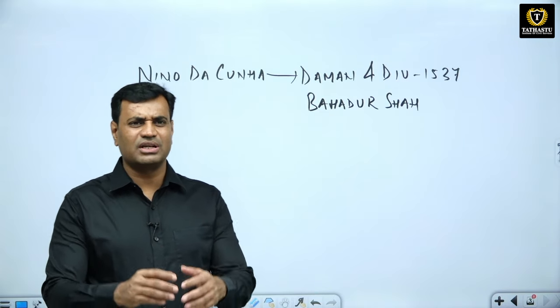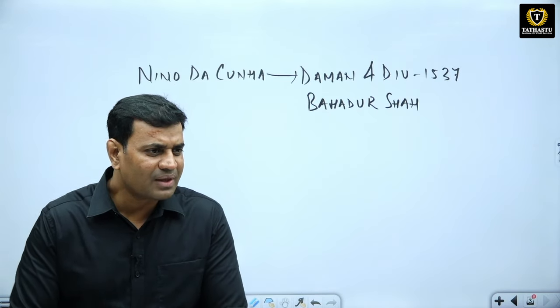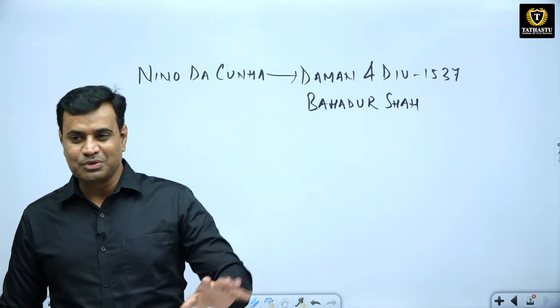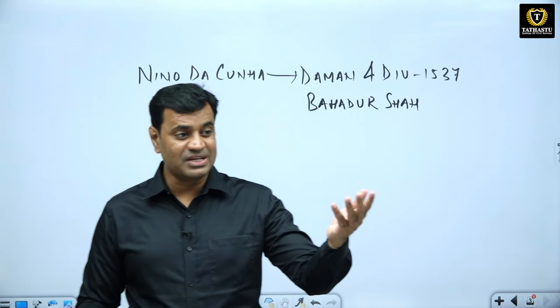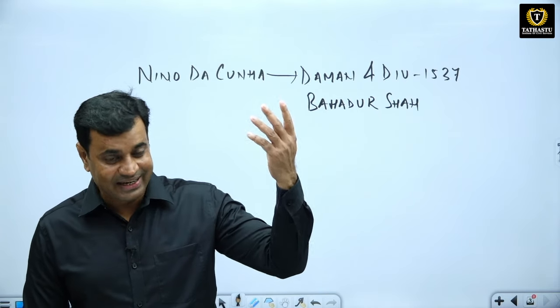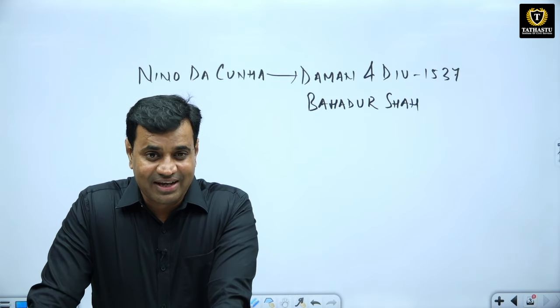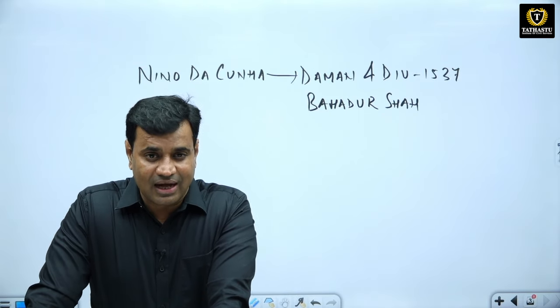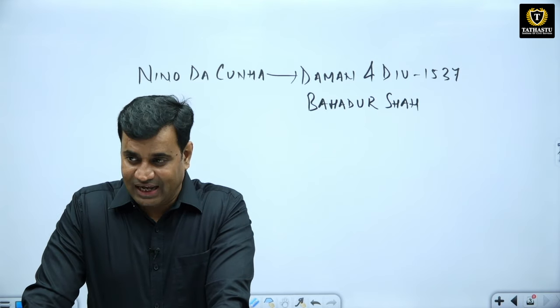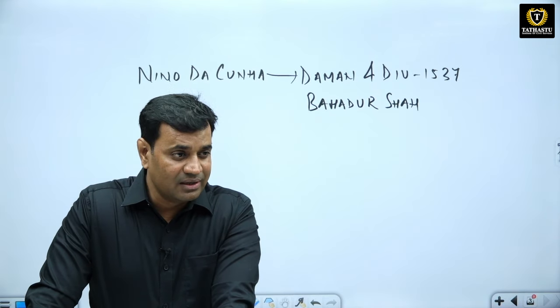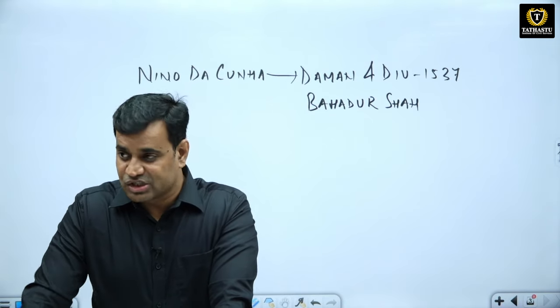Bekhabar means you are not aware of your surroundings. Bahadur Shah first was Shah-e-Bekhabar, which means king of innocence. He didn't know anything about it. There was another ruler among the later Mughals, Muhammad Shah. He was given the title Rangila. He was known as Muhammad Shah Rangila because most of the time he was engaged in music and dance.